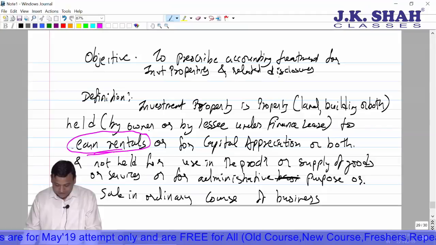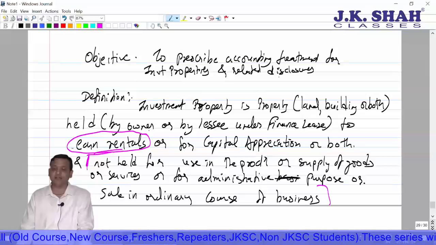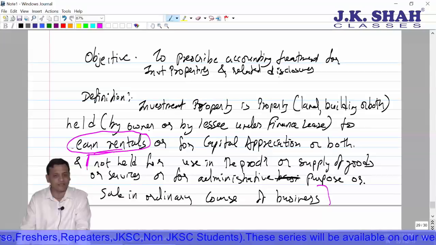Investment property is a property, and this next point is very important: not held for this. It is not held for this. Then only it is investment property. Then only the canons of IND AS 40 will apply. Clear? Now, one more definition is there.